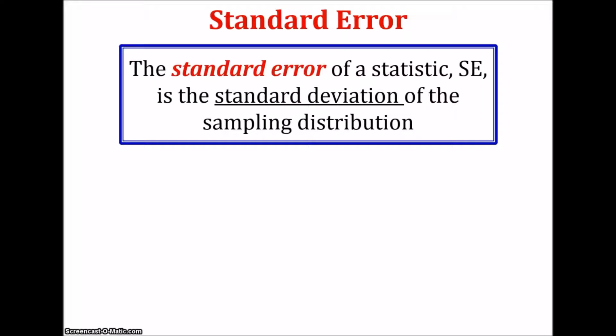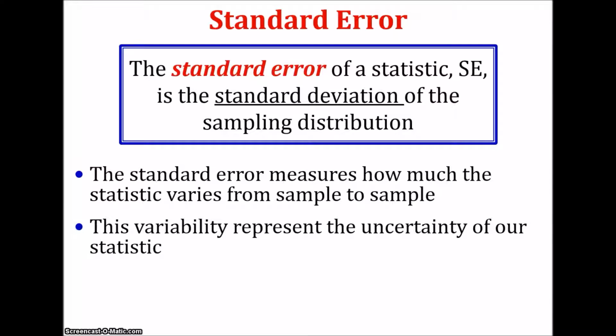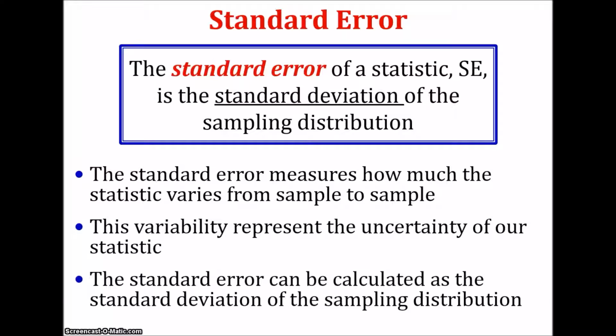Now, the standard error of a statistic is the standard deviation of the sampling distribution. It's just a special name that we give to the standard deviation of the sampling distribution, called the standard error. We use SE in this course to abbreviate standard error. The standard error measures how much the statistic will vary from sample to sample, just by random chance. This variability represents the uncertainty in our sample statistic, in our estimate.